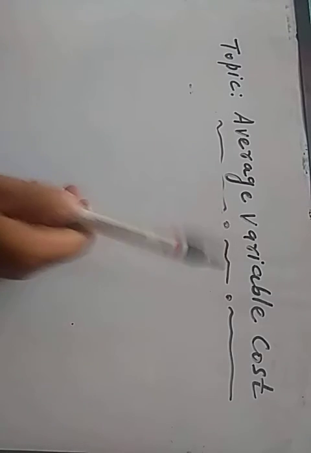Dear students, in this lecture, we will learn about average variable cost. As you know, in our previous lecture, we have learned about average cost, which includes the average fixed cost as well as average variable cost. And now we will learn separately what is average variable cost and what is average fixed cost.